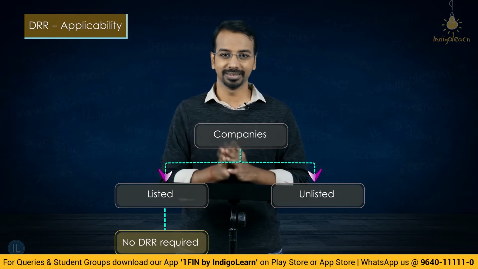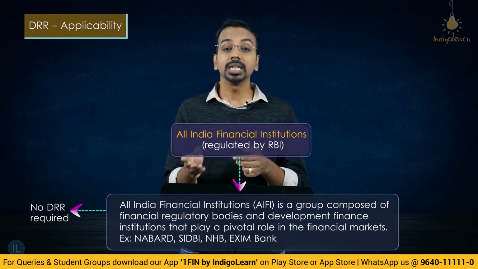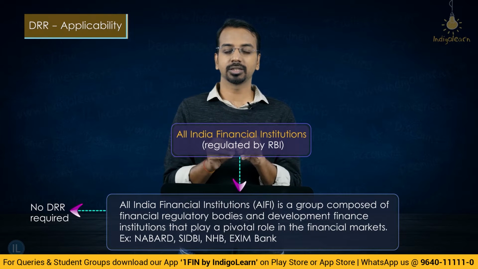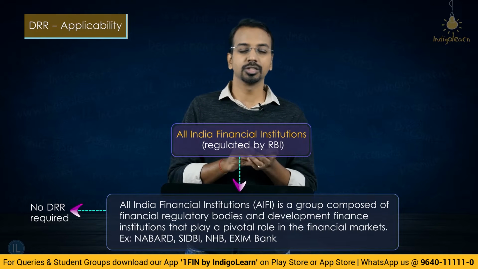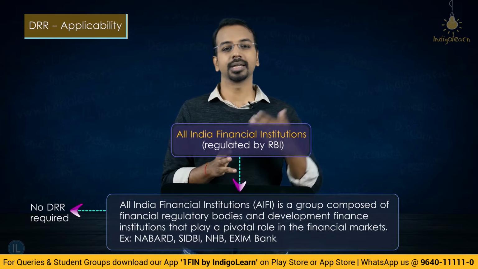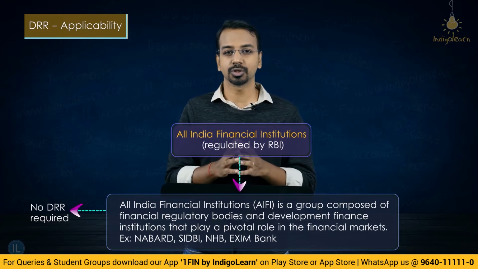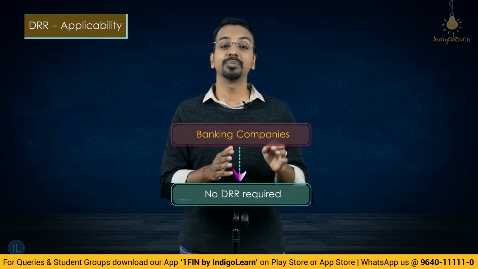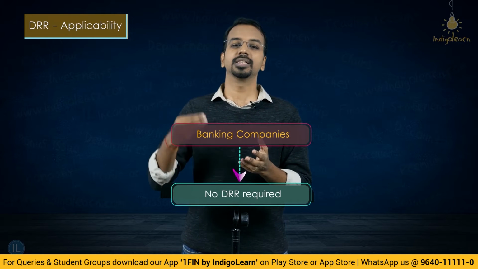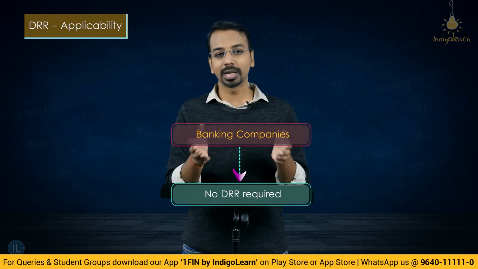for listed companies. The other category of companies and institutions which are exempted from the requirement of DRR are the all India financial institutions. Now these are the financial institutions which are declared by RBI as all India financial institutions. These are generally financial institutions of significant importance to the country. One of the example is NABARD. Financial institutions which are declared as all India financial institutions, even these are exempted from the requirement of DRR. Then banks which are governed by Reserve Bank of India, even they are exempted from the requirement of DRR. Meaning to say, if it is an all India financial institution which is again governed by RBI, or if it is a banking company governed by RBI, there is no requirement for DRR.